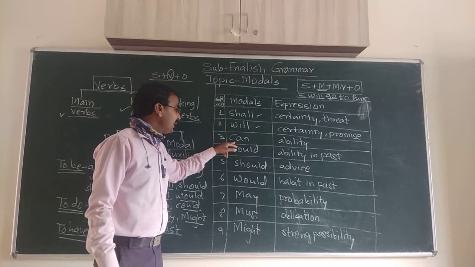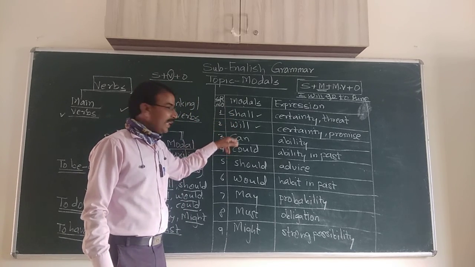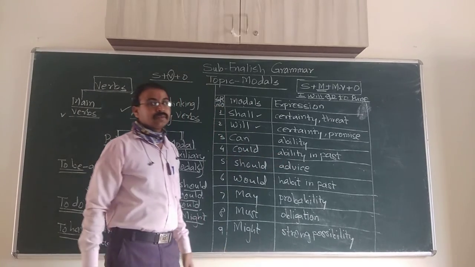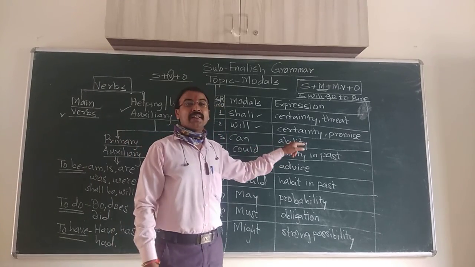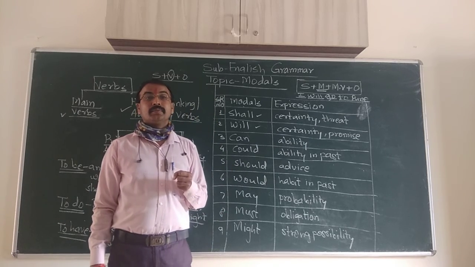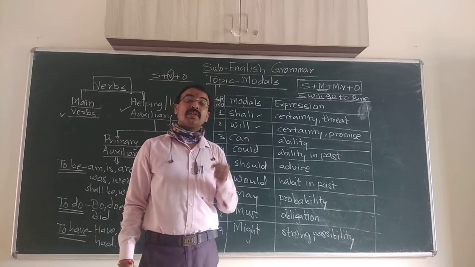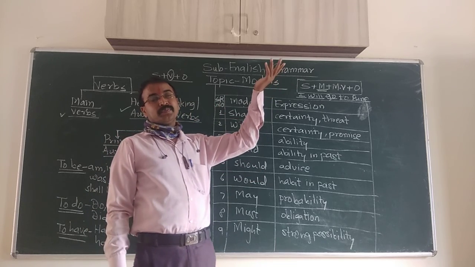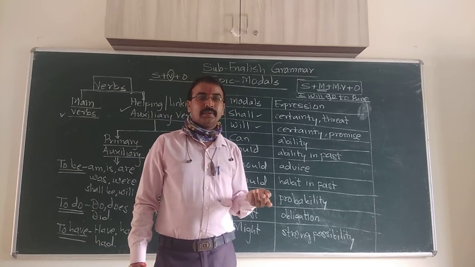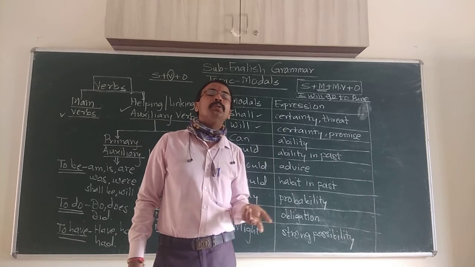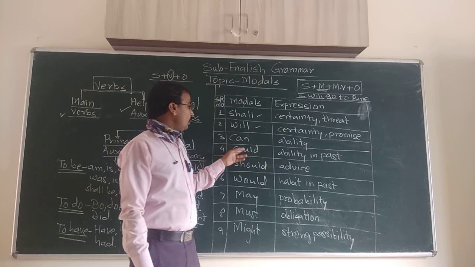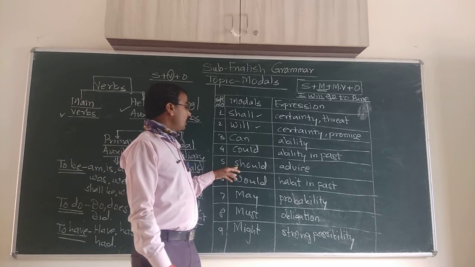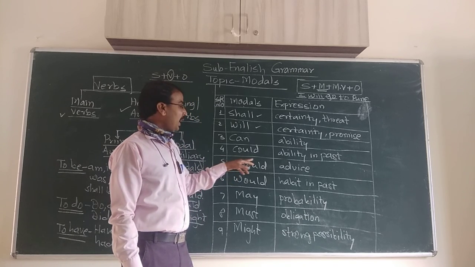After shall and will, there is can. Can shows ability. Could also shows ability. Can shows ability in the present. I can do. In the present tense, I can do. It's assurance. I have the ability to do. I could do. Ability in the past. I could do that work. I was able to do that work. So, can, ability in the present. Could, ability in the past.